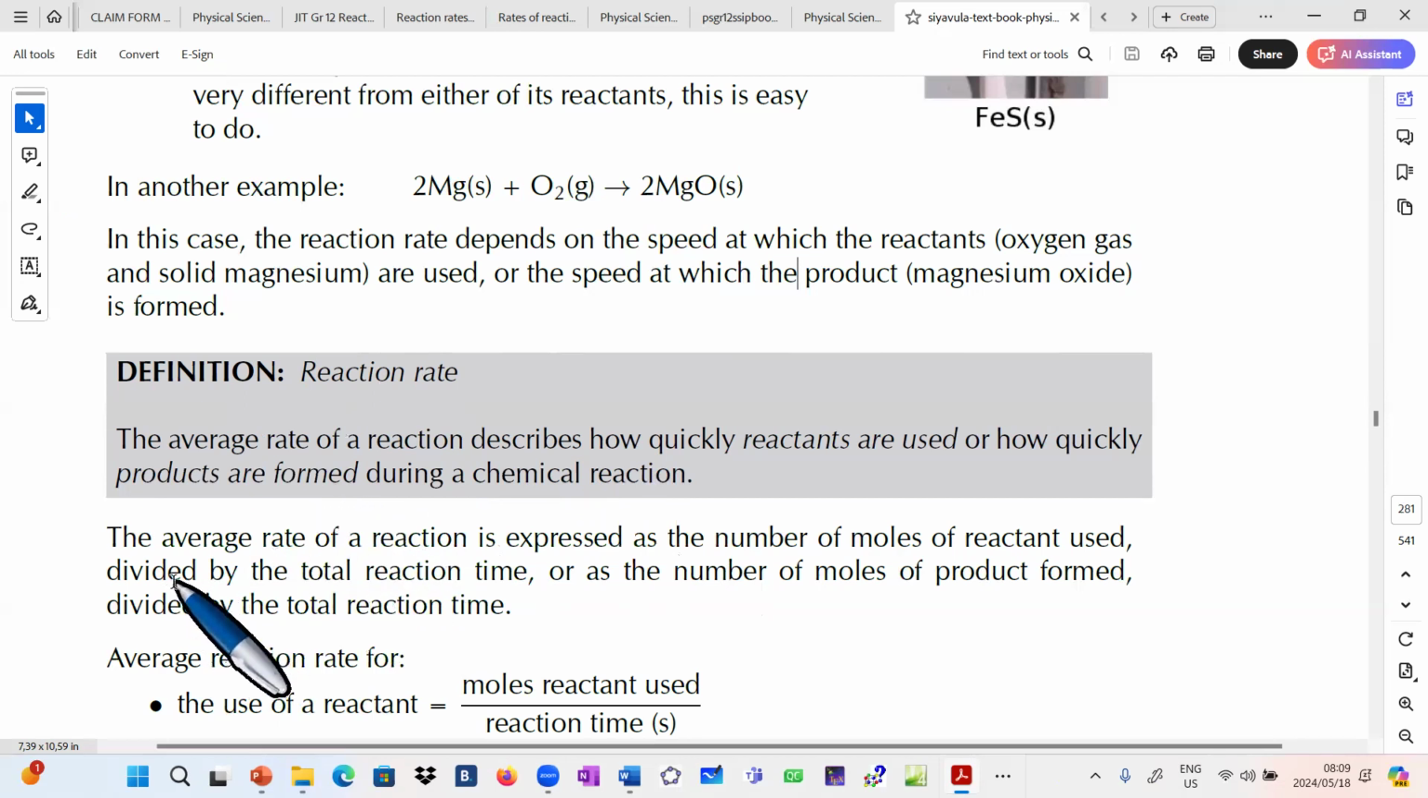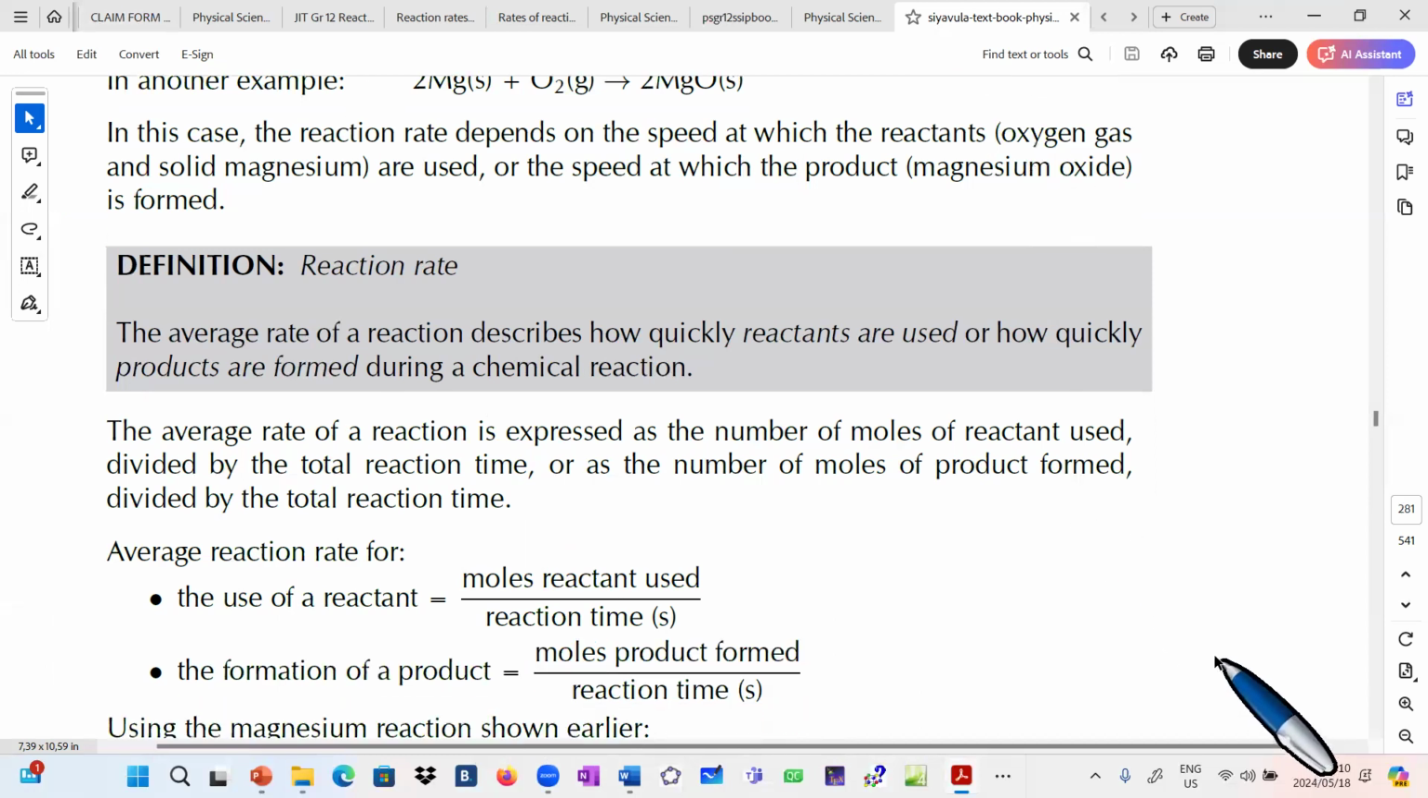Okay, let us look at the average rate of a reaction. The average rate of reaction is expressed as the number of moles of reactant used divided by the total reaction time. So how do we express the average rate of a reaction? It is expressed as the number of moles of reactant used divided by the total reaction time, or the number of moles of product formed divided by the total reaction time. These are very important. I want us to continue, but also analyze this concept together.